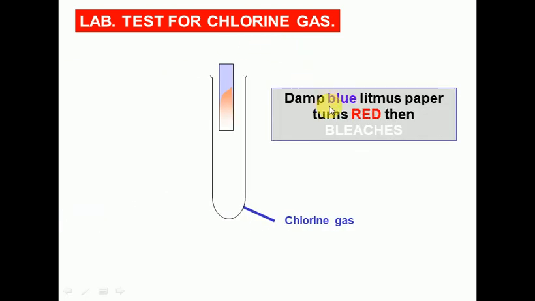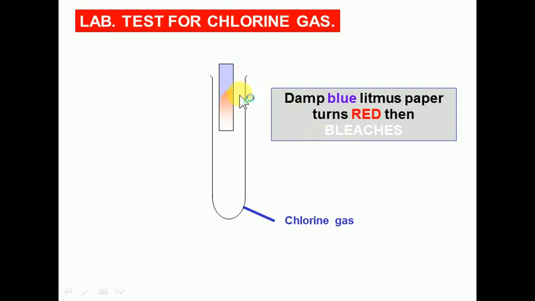Let us move towards next test, which is used for the chlorine gas. And for this test, we required litmus paper. There are two types of litmus papers, blue litmus paper and red litmus paper. When we hold both the litmus papers one by one over the mouth of test tube as soon as chlorine gas is evolved, it turns blue litmus paper red and then bleaches it. There is no any action on red litmus paper.